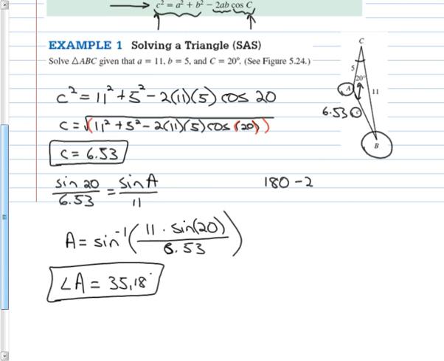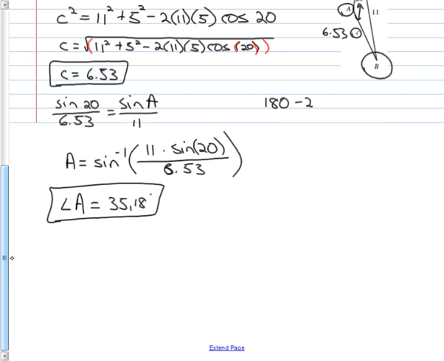Oh, good point. That can't be 35. So there are two of them. Either it's 35 or it's the supplement of 35. Must be the supplement of 35. Good thing Joel was awake this Sunday morning and spotted that. 180 minus 35 point, was it? I forgot, 30.